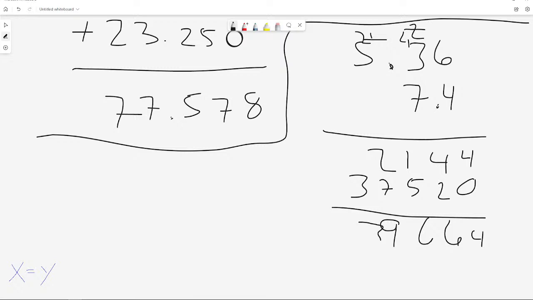9, 3. Now what you've got to remember is that you were multiplying with decimals. How many numbers are to the right of the decimal point? That's your key here. So 1, 2, 3. 2 up here, 1 down here. So you want to move 3 over. 1, 2, 3. There's where your decimal point goes. So your answer is 39.664.